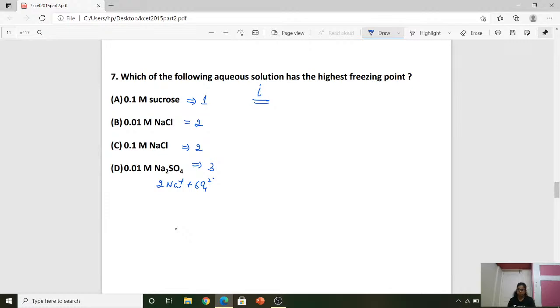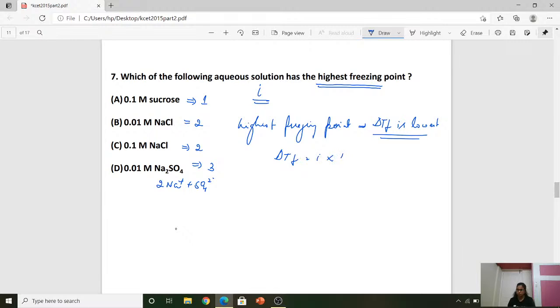Here the question is asked as highest freezing point. You should remember, you will have the highest freezing point when delta Tf is lowest. Okay, I hope I am making it clear. It's only freezing point, it's not freezing point depression. Delta Tf is equal to i into Kf into m.